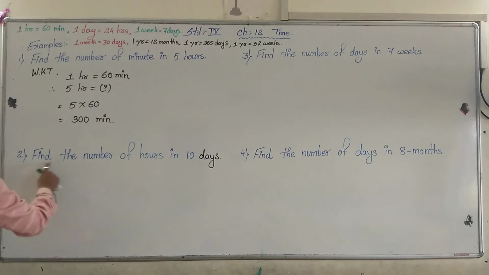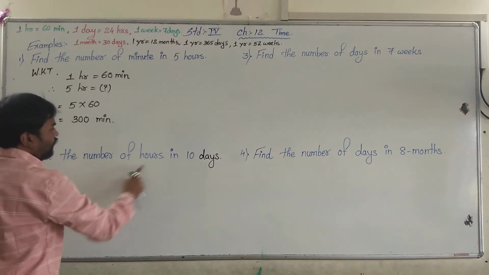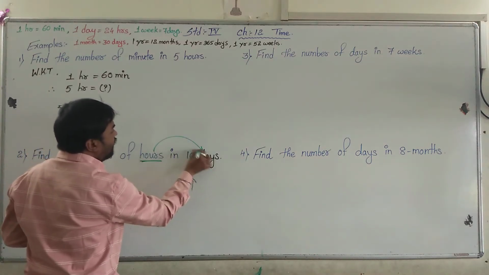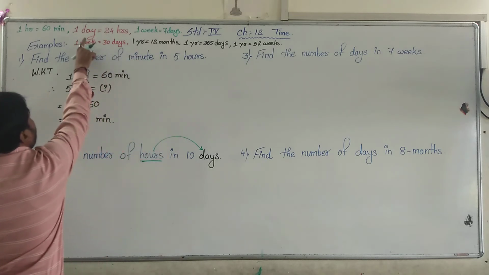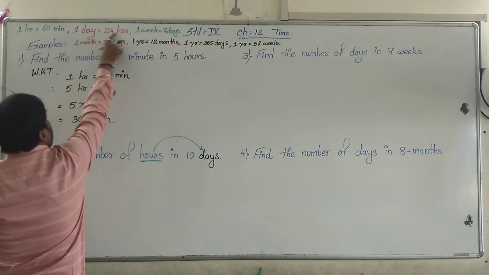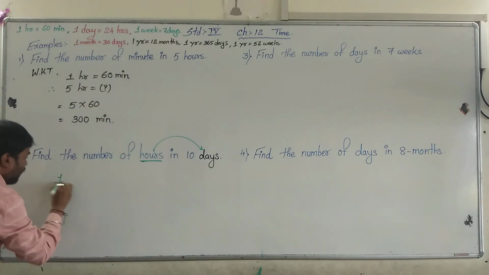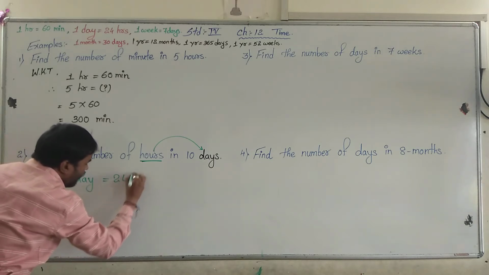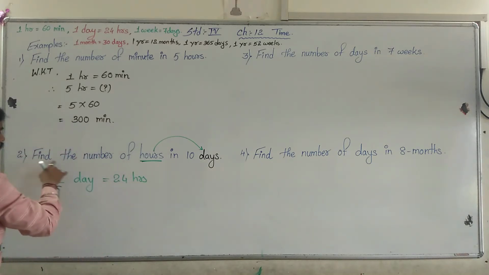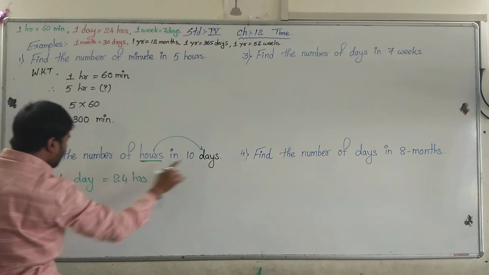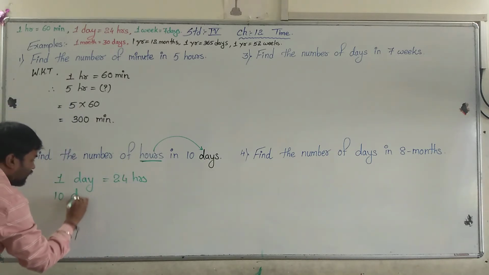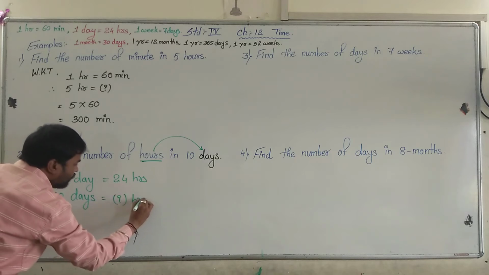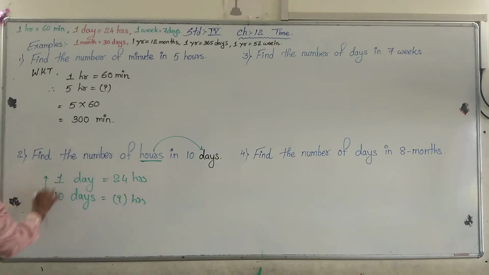Second, find the number of hours in 10 days. Now we are dealing with hours and day. 1 day, 24 hours. So let's write it down. 1 day is equal to 24 hours. So how many days are given to you? 10 days. How many hours? Right? Days have increased, right?